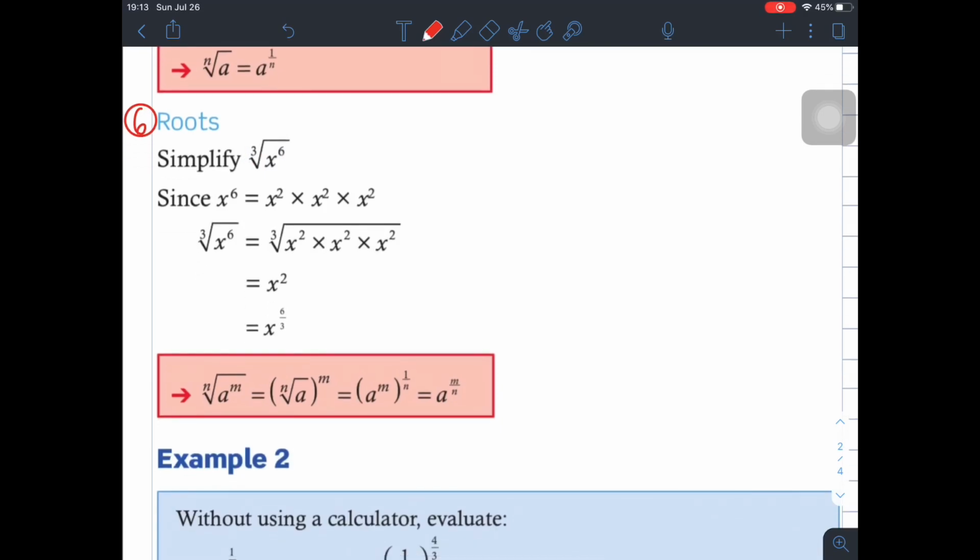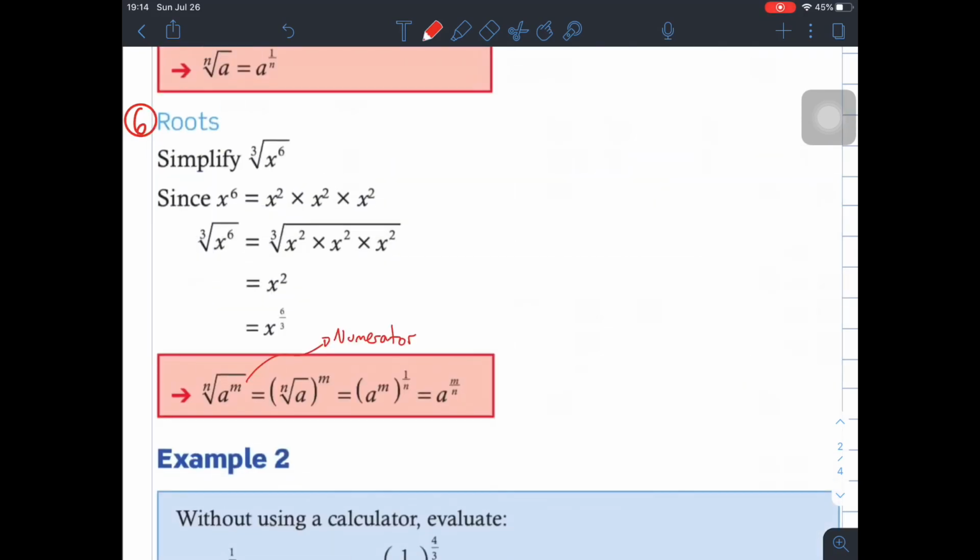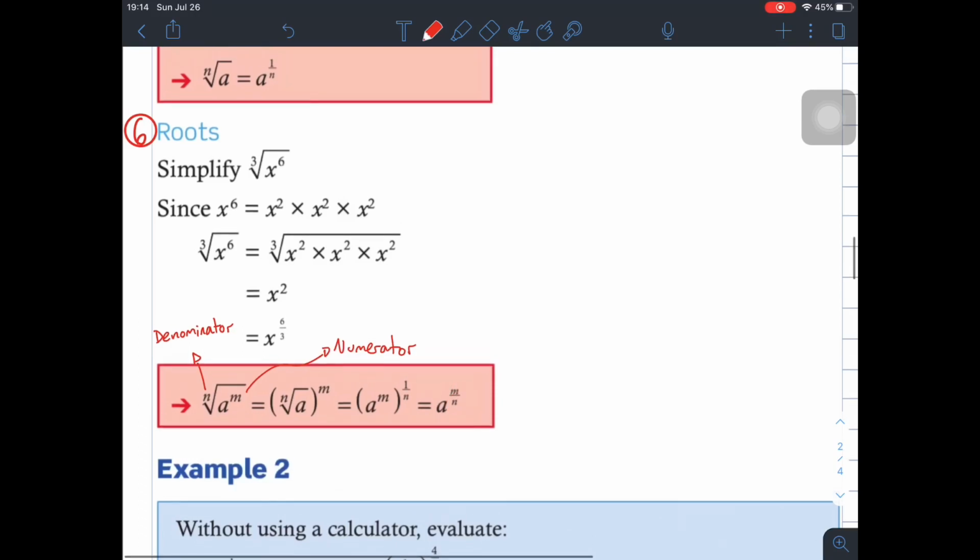Here I'm going to write it using small numbers. This one goes in the numerator, and this one goes to the denominator. Right? Numerator is the one on top, denominator is the one below. Okay? So that's the general rule for any type of root. Super. So let's move on to the following example.